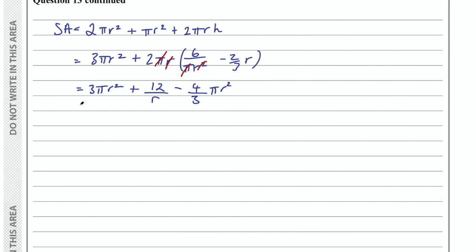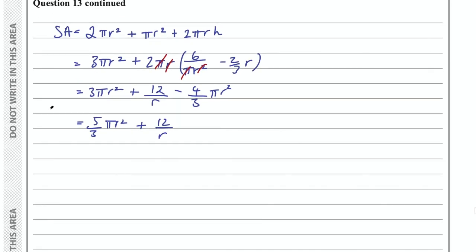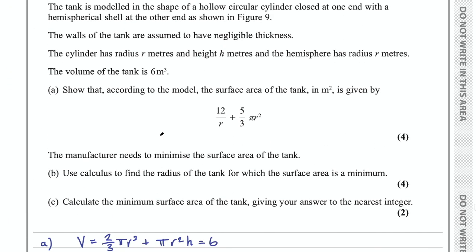Okay, so then simplifying further, we've got 3 pi r squared take 4 on 3 pi r squared. 3 take 4 on 3, well, 4 on 3 is like 1 and 1/3, so 3 take 1 and 1/3 would be 1 and 2/3, or 5 on 3 pi r squared plus 12 on r. Let me just double check the expression again. 5 on 3 pi r squared plus 12 on r. That's exactly what we have there. So there we go, we've done part A.